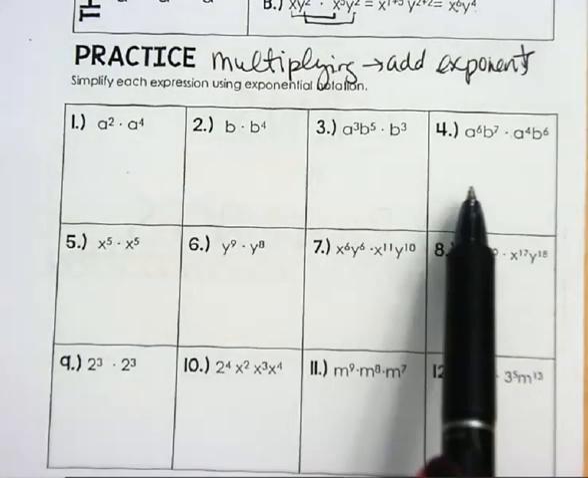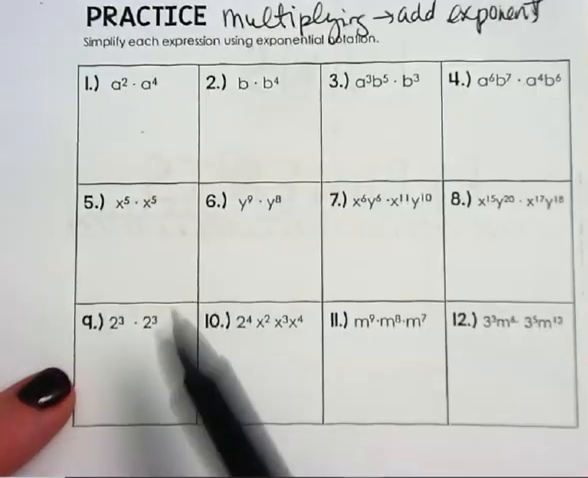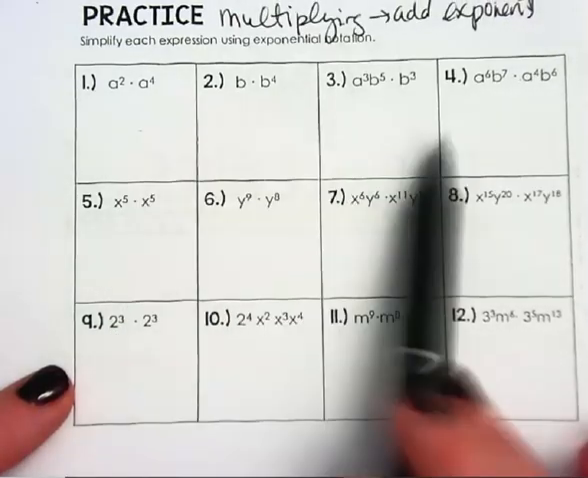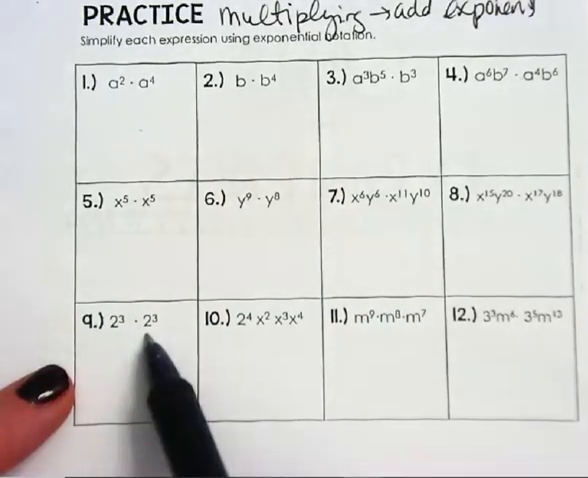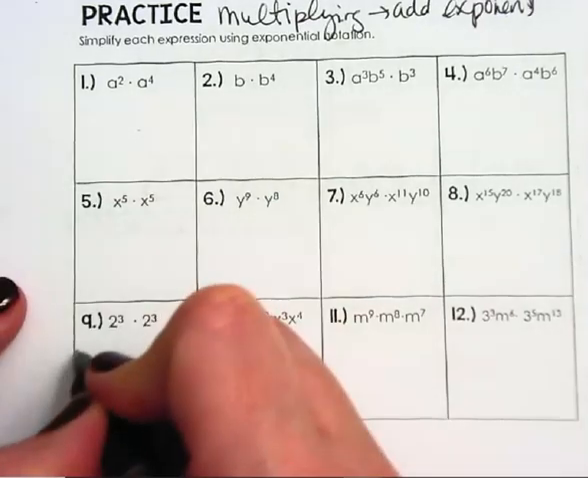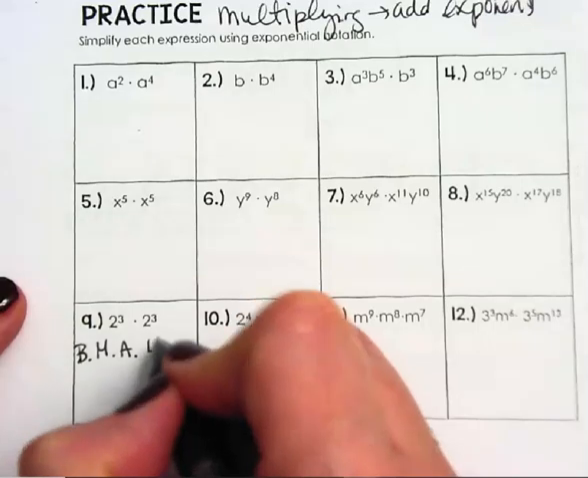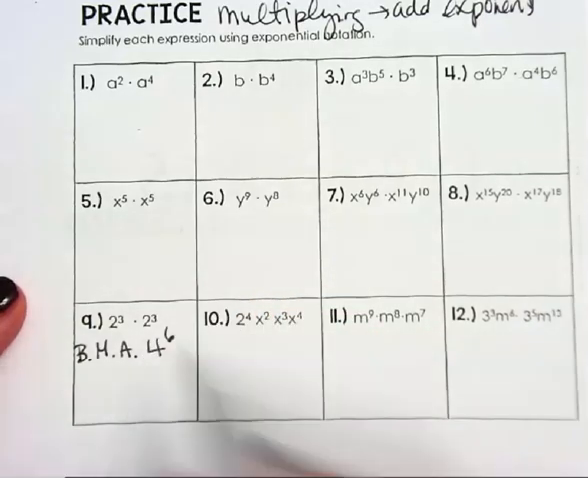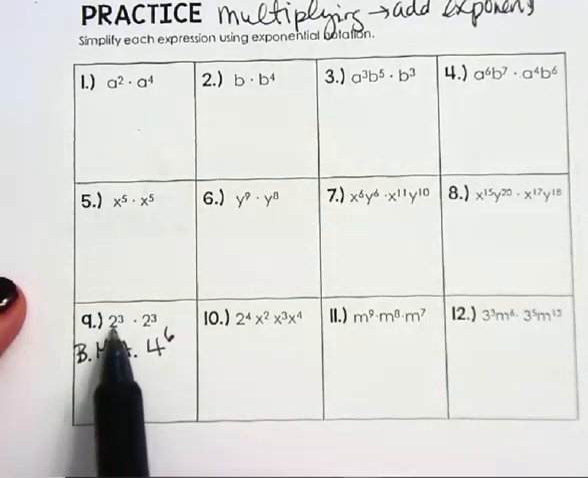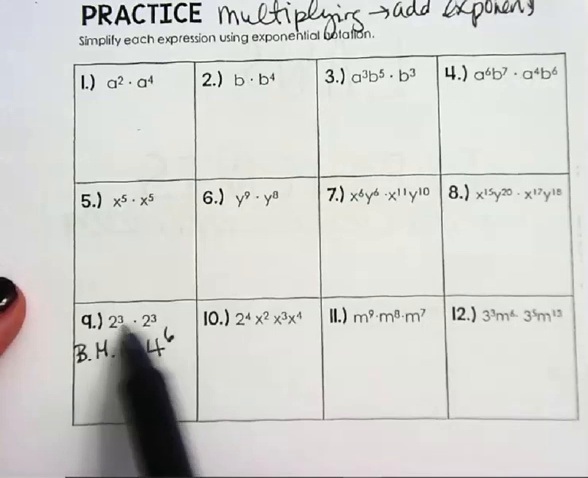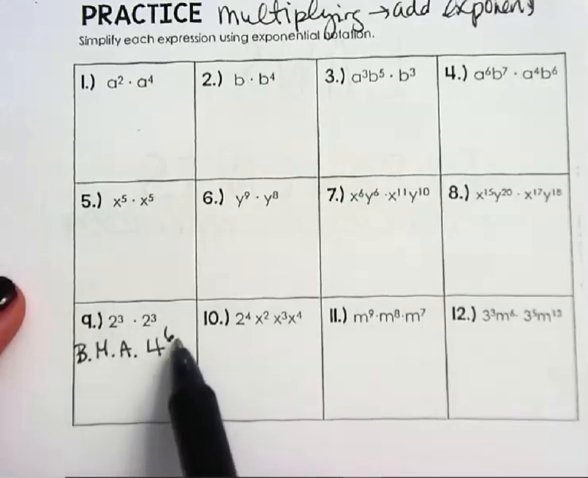I want to start with talking about number 9, because what's different here is that the base is not a variable like everything that came before it. The base is an integer. So this is a bad math alert. Here's the most common wrong answer that I will get on this problem, 4 to the 6th. And the mistake that the student is making here is multiplying the bases, 2 times 2. What they did correctly was add the exponents. 3 plus 3 is 6.